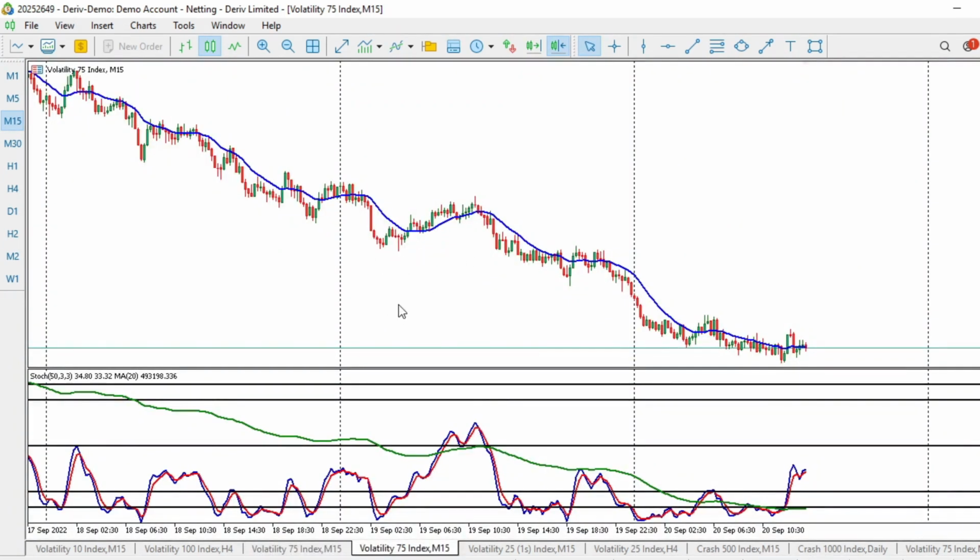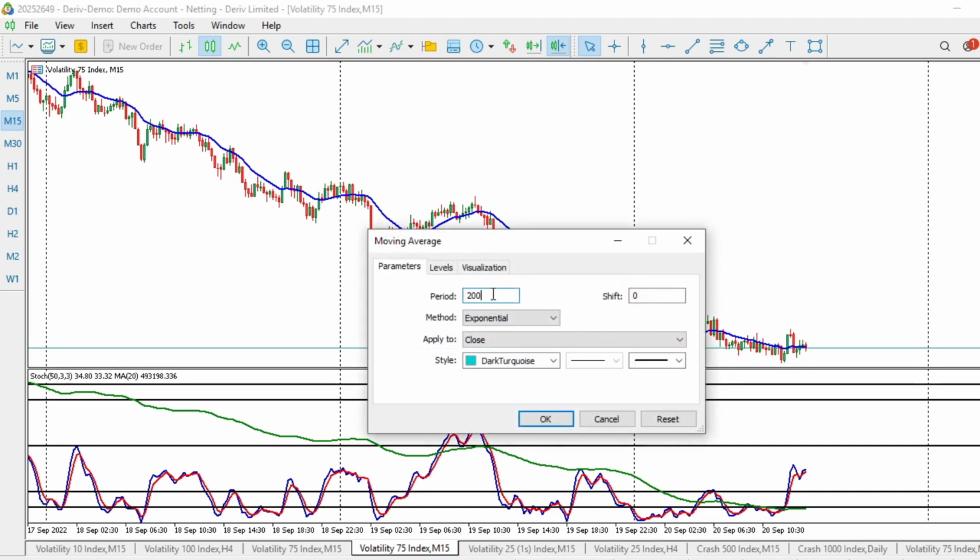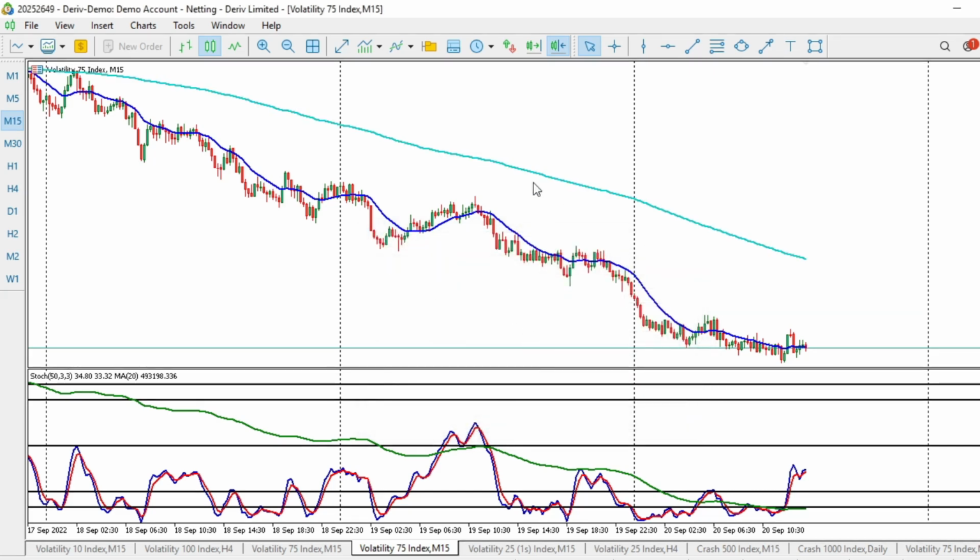So even before I share the parameters here, let me quickly add the indicator that we're going to be using for take profit. Now it's going to be period 200. The period is 200. It's a moving average. Period 200. Method exponential. Shift 0. Apply to close. Then I've chosen the color of my choice. Now I've added. You get. So I'm going to add it on both setups.